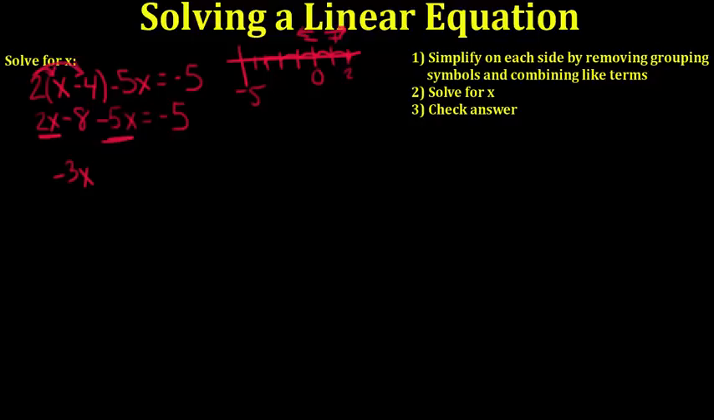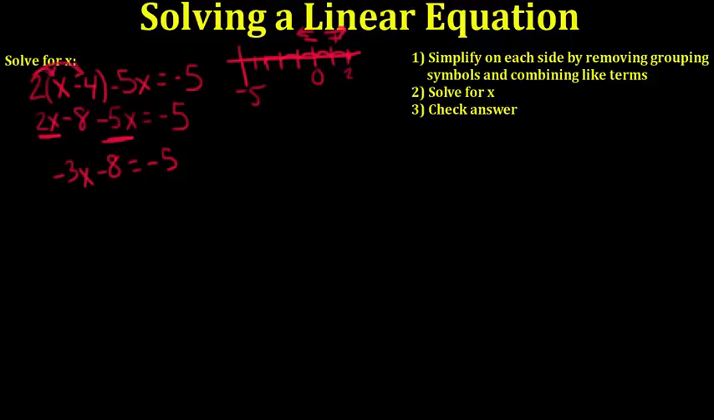I grouped my like terms with x, so I still have negative 8. So that'll go next. So negative 3x minus 8 is equal to negative 5. Now we have this in the most simple form it can be in. So from there, our next step is to solve for x. Solving for x means getting x on one side, the numbers on the other.